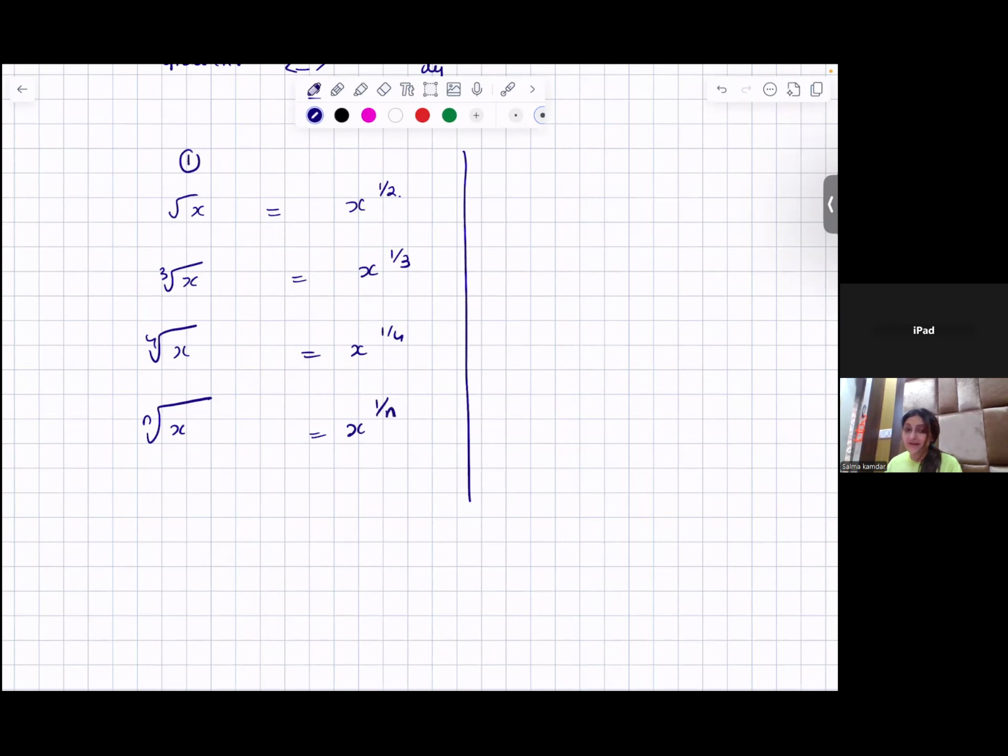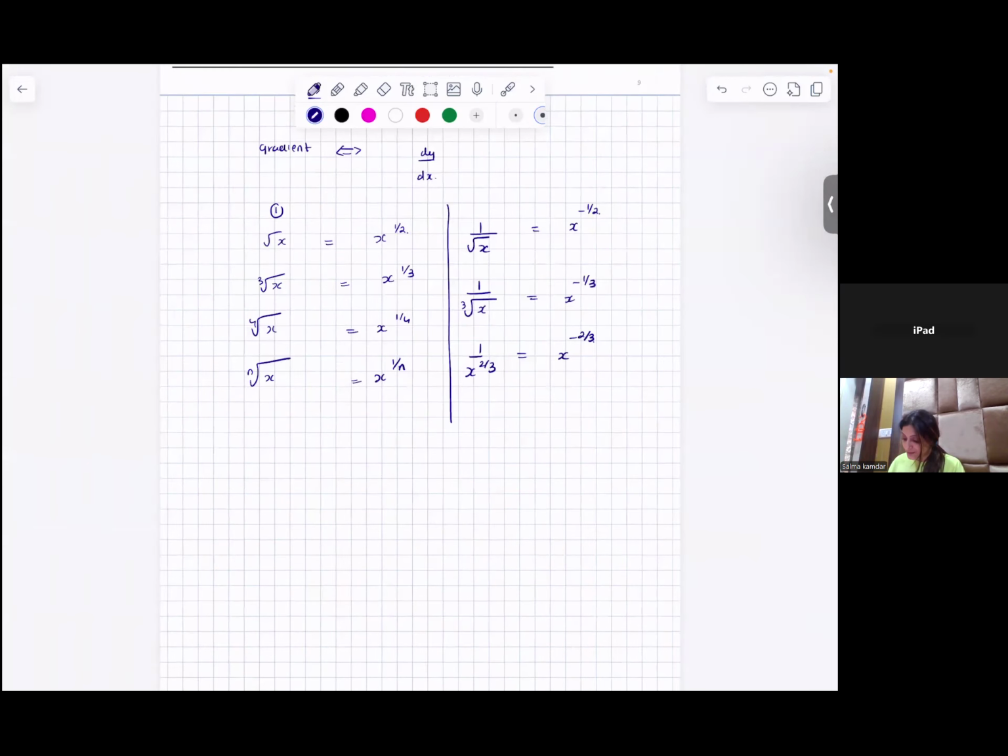If I have my x in the fractional form, I will first bring it to the indices form and then I solve ahead. If I have 1 over root x, it means x raised to minus half. If I have 1 over cube root of x, it is x raised to minus 1 by 3. If I have 1 over x raised to 2 by 3, it's going to be x raised to minus 2 by 3.